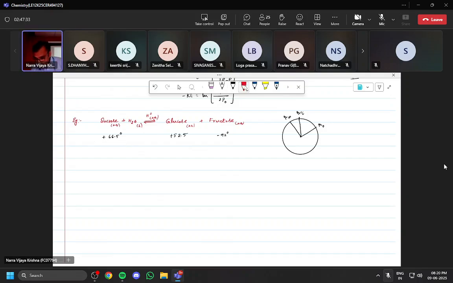Now, what does this indicate? R infinite minus R naught is proportional to A. R infinite minus RT is proportional to A minus X. That's why we wrote K equal to 2.303 upon t log of R infinite minus R naught upon R infinite minus RT, which is A upon A minus X, when optical rotation is given. Is it clear?